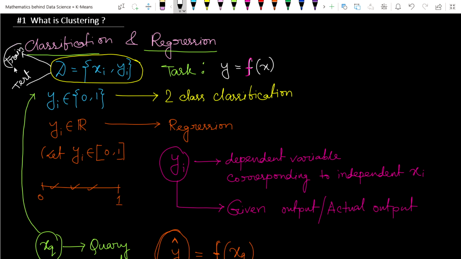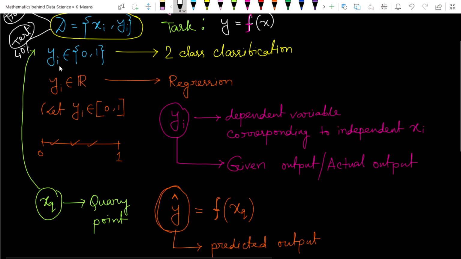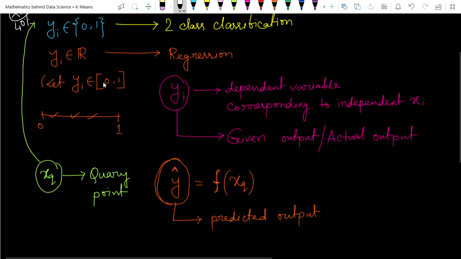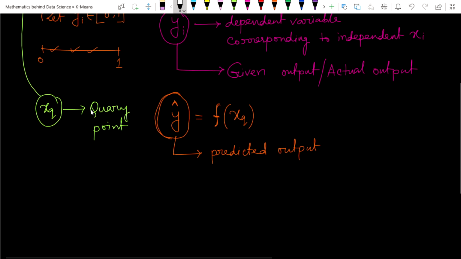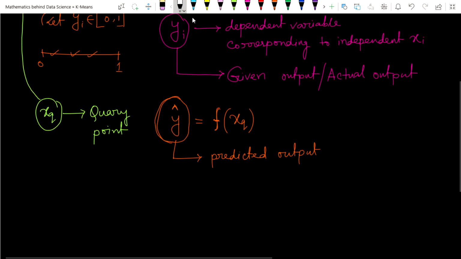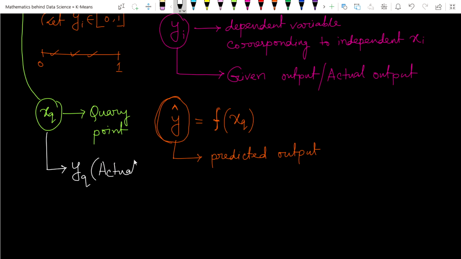Typically we split the data, generally 60% for training data and 40% for test data. At the test phase of our model, the query point xq is taken from the test data set, and for this test data we have the actual output. Suppose its corresponding output is yq, the actual output for this query point.